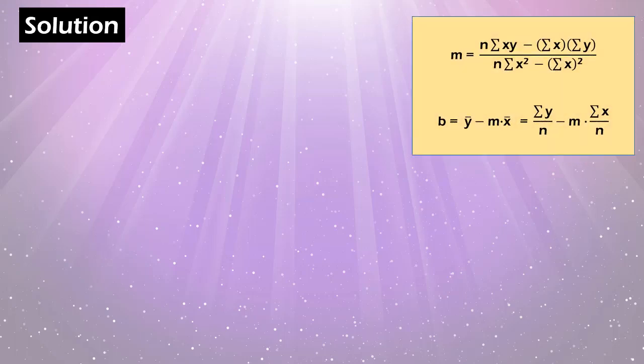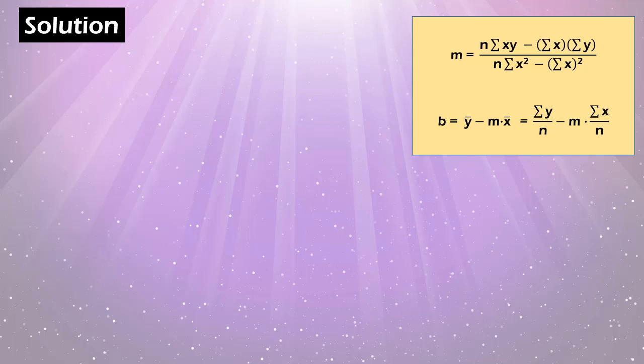Moving on, let's look at our solution. So we're going to try to apply these formulas. M equals n times sigma xy minus sigma of x times sigma of y, all over n times sigma of x squared minus sigma of x, quantity squared. And b is equal to y bar minus m times x bar, which equals sigma of y divided by n minus m times sigma of x divided by n.